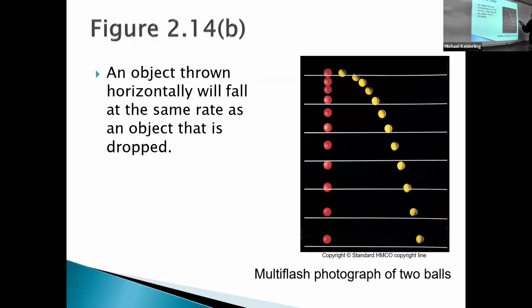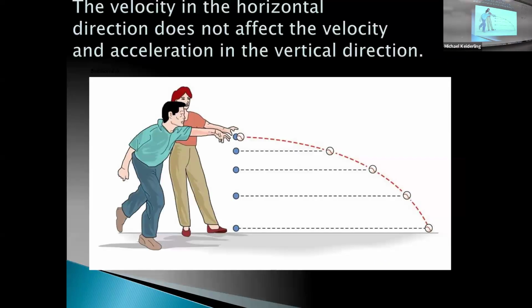So an object that's thrown horizontally will fall at the same rate as an object that is dropped. So the velocity in the horizontal direction does not affect the velocity and acceleration in the vertical direction. This is generally true. You can treat the horizontal velocity independently from the vertical velocity.